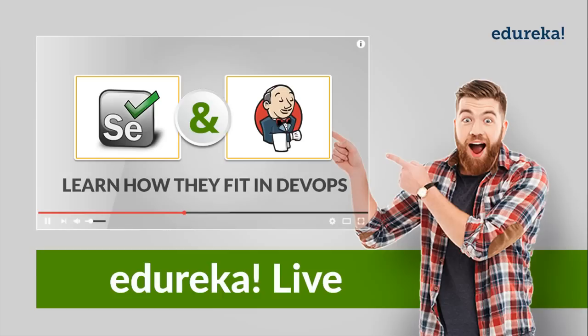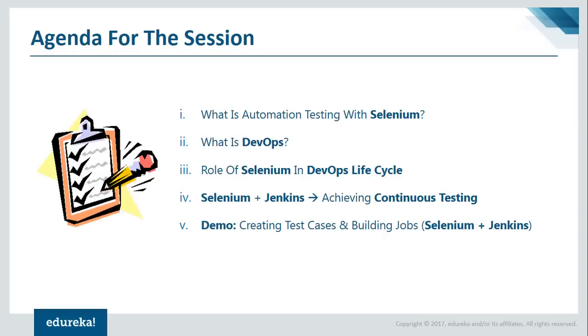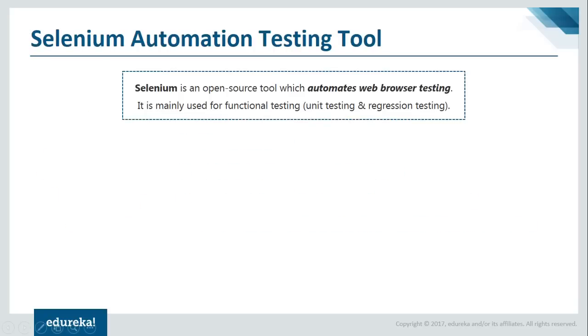And these will be the topics that I will be covering in today's session. I'll first of all give you an introduction to what is Selenium, what is DevOps, and what is the role that Selenium plays in the DevOps lifecycle. And after that, I will get to the main topic of today. That is how Selenium and Jenkins can be used together to achieve continuous testing in the DevOps lifecycle. And I will finish off today's session by giving you a demonstration on the same. I will be creating a test case using Selenium and build jobs using Jenkins to achieve continuous testing. So let me just go to the next slide and get started.